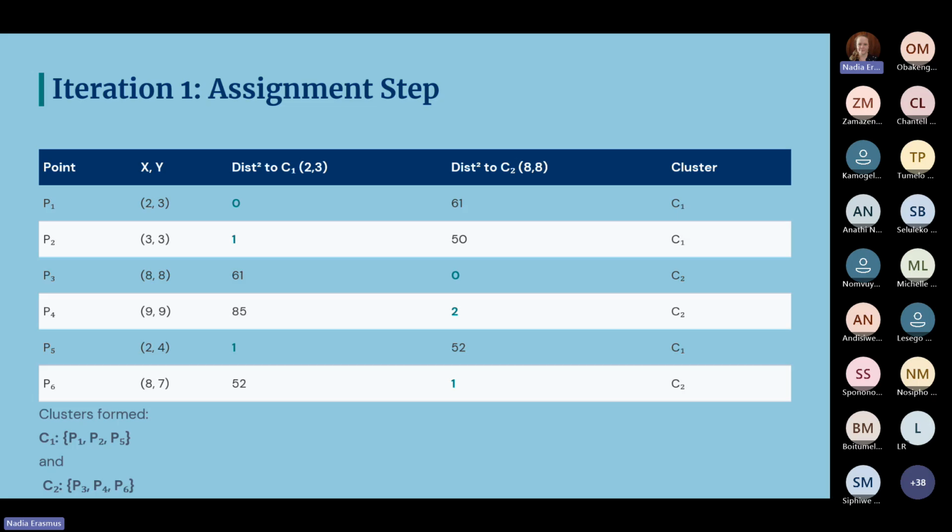And now with these points, we're going to look at the X values of those points. So for centroid 1, it's P1, 2, and 5.